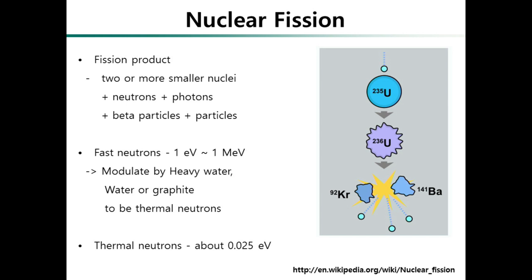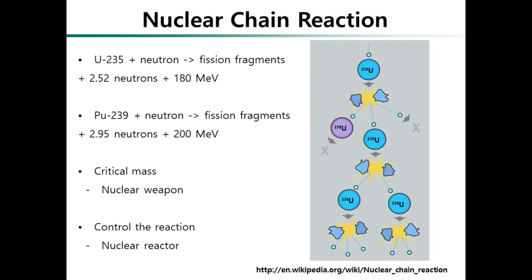Normally, that neutron has a kinetic energy of up to 1 mega electron volt. So if that neutron is controlled by heavy water or graphite, then that fast neutron turns into a thermal neutron. So we can control it with moderator materials. As I mentioned, the chain reaction is controlled by the moderator material.